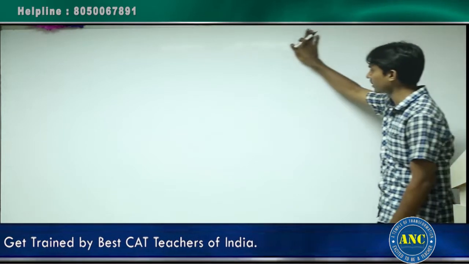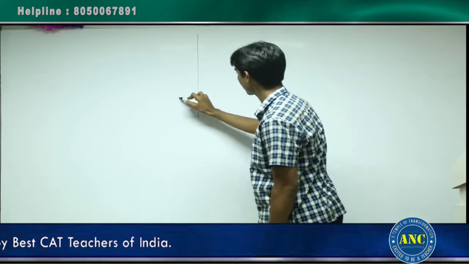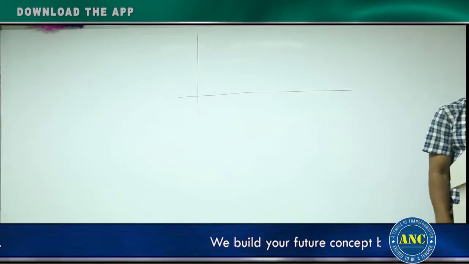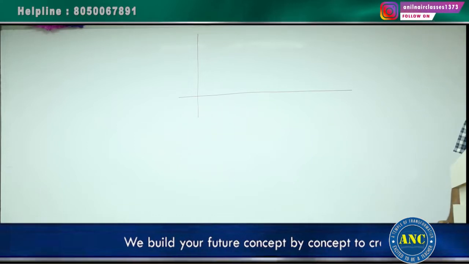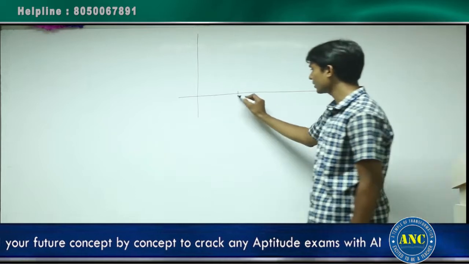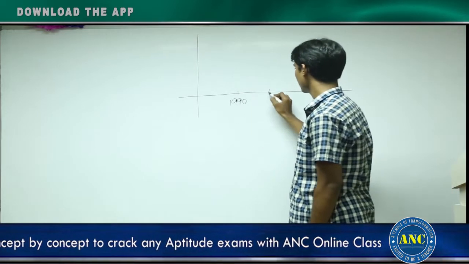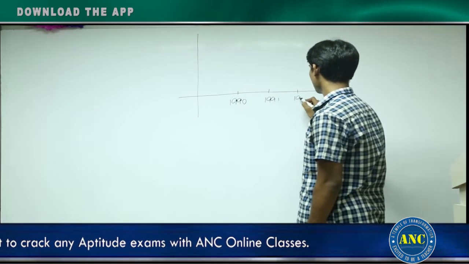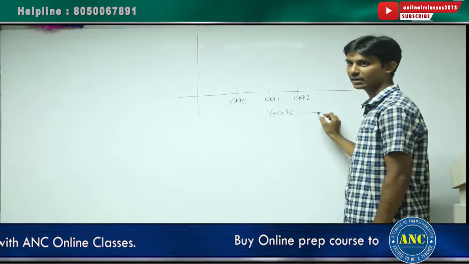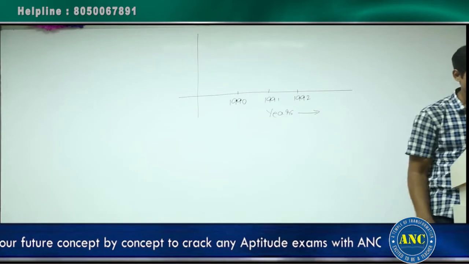Let us read the question once again. First of all, we understood that there is a graph and that is a line graph. A line graph on a graph sheet shows the revenue for each year from 1990 to 1998. This is 1990, this is 1991, 1992, like that it continues. The X-axis represents the year.